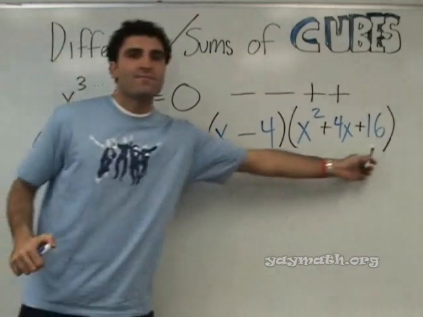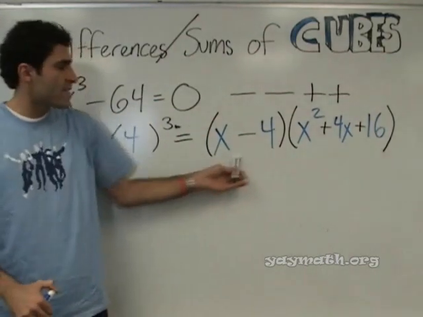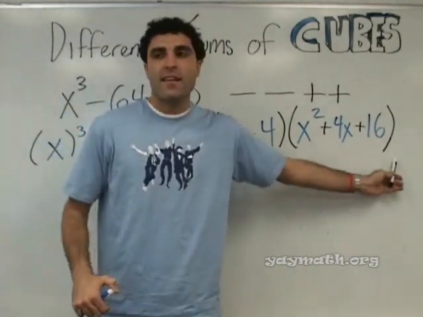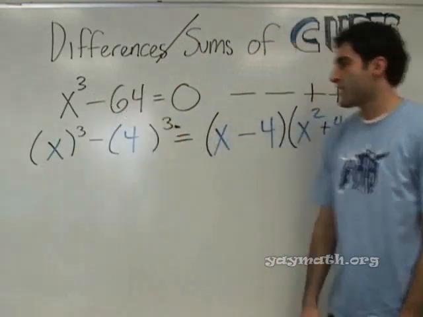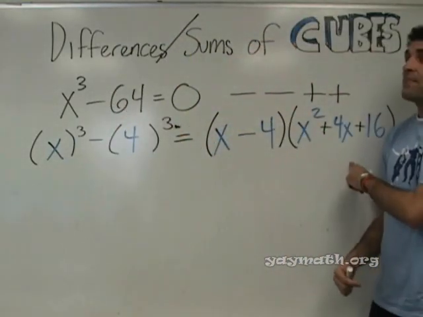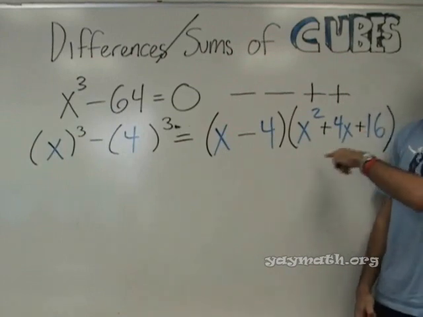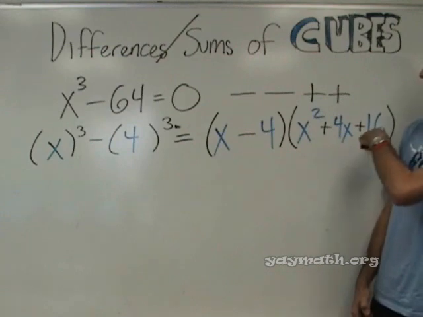So now it's factored. If you were to FOIL this times this, it would result in x cubed minus 64. Why don't you factor the other one either? This can't be factored, because of the plus. Every time, this will not be able to be factored here.